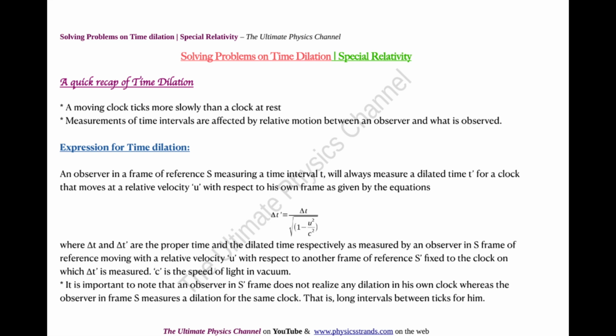So, time dilation refers to the effect where a moving clock ticks more slowly than a clock at rest. Measurements of time intervals are affected by relative motion between the observer and what is observed. So the expression for time dilation is given here.